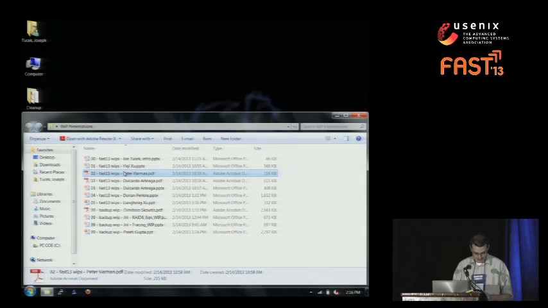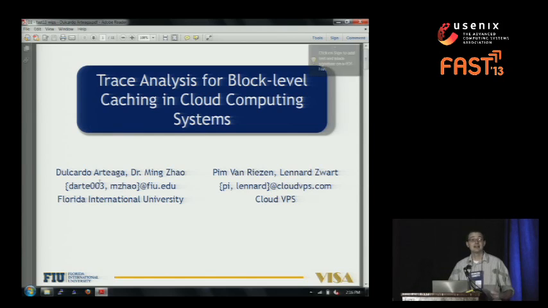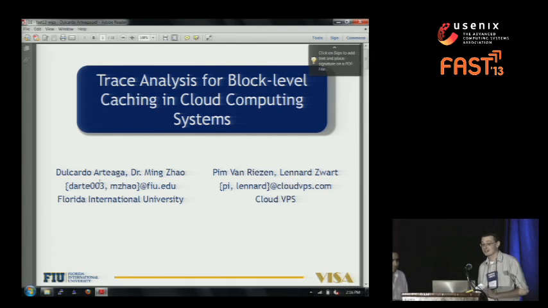So anyway, our third speaker today is Dolceto Ortega, also from Florida International University. Apparently, everybody from the south of the country got to go first today. Actually, you had a PowerPoint as well, I thought. All right, well, anyway, trace analysis for block-level caching in cloud computing systems. I personally love trace analysis, so I'm really looking forward to hearing what we're going to find out, and I look forward to hearing all of your feedback. So thank you very much.